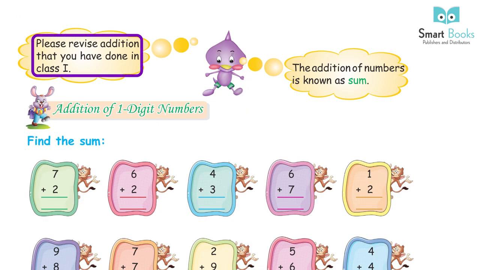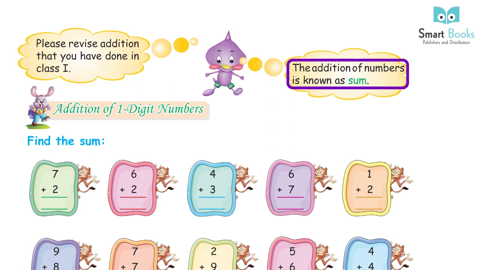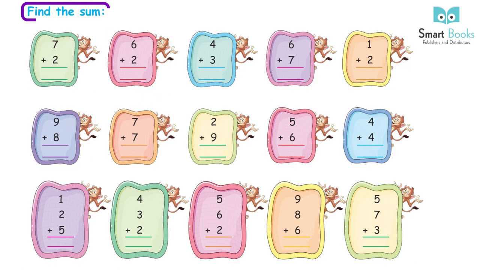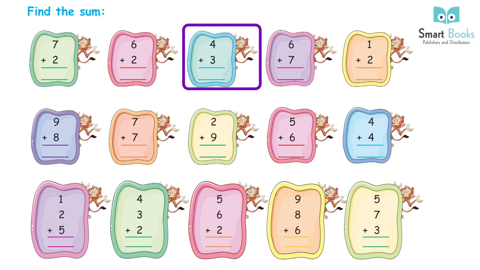Please revise addition that you have done in class 1. The addition of numbers is known as sum. Addition of 1-digit numbers. Find the sum. 7 plus 2 is equal to 9. 6 plus 2 is equal to 8. 4 plus 3 is equal to 7.